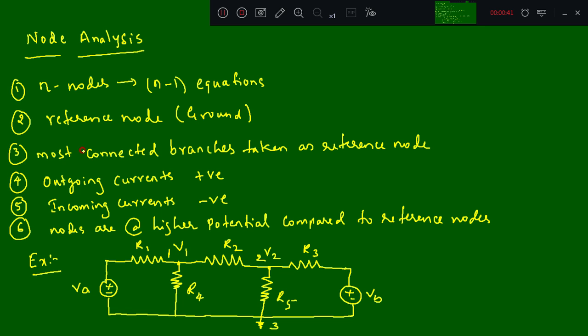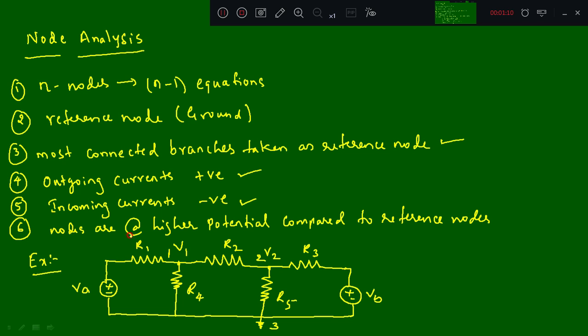Next point is the node with the most connected branches is taken as the reference node. This is one important factor for making a reference node. Then all outgoing currents are taken as positive and all incoming currents are taken as negative. Also, all the nodes we define, apart from the reference node, are at a higher potential compared to the reference node.